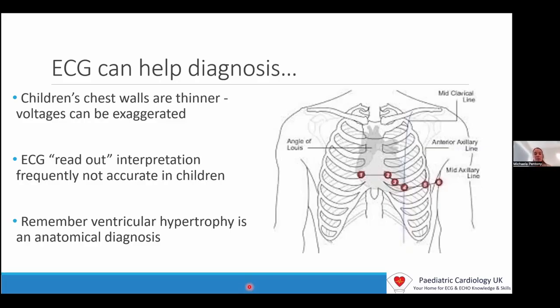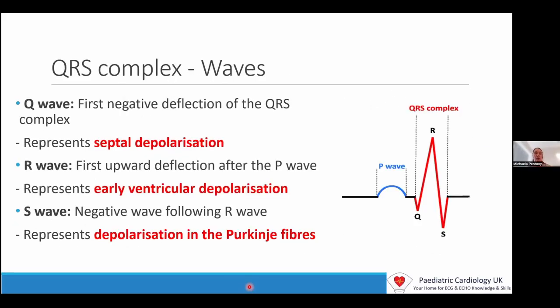And finally, we want to remember that ventricular hypertrophy on ECG is just an aid to diagnosis. We do have to look at echocardiography to help us if there's any concern for ventricular hypertrophy. So I'd love to talk to you a little bit about the QRS complex. As we know, the QRS complex represents the electrical activity associated with ventricular depolarization in the heart. The Q wave is the first negative deflection.